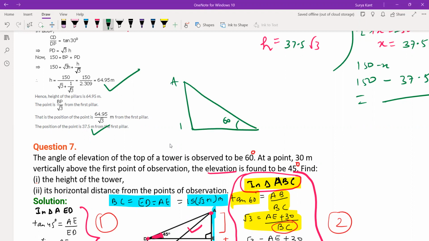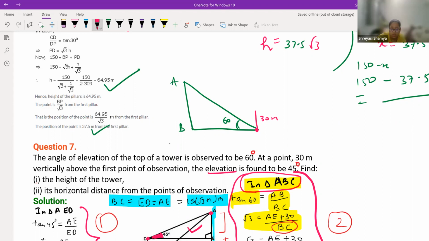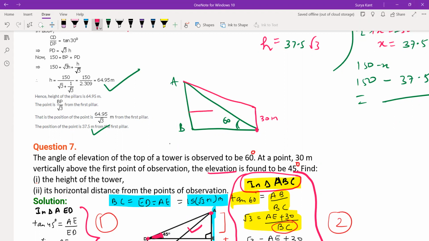This is the tower. AB is a tower. This is 60 degrees given. At a point 30 meter vertically above the first point of observation. See, this is the first point, right? At the point 30 meter vertically above the first point of observation means 30 meter above. Understood, Sreyashi? Yes, sir. Now the angle of elevation is what? 45 degrees. Now the same thing will be what? 45 degrees. So you can just join over here. This becomes 45 degrees. Now I hope it's clear, right?